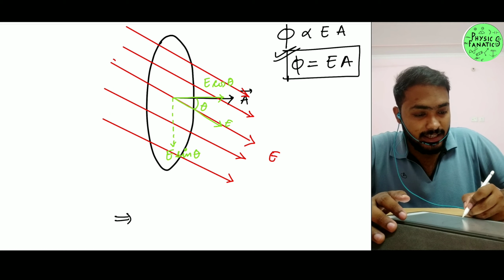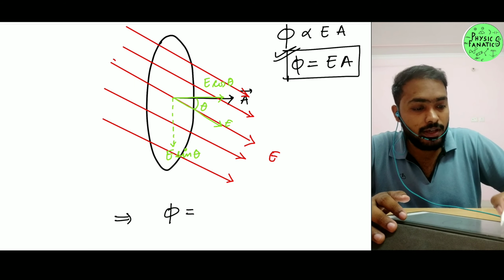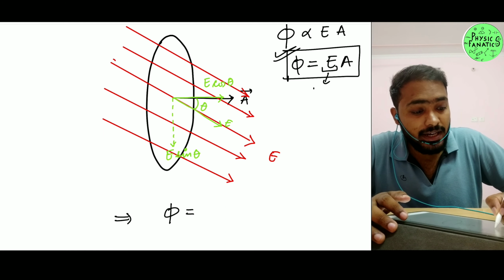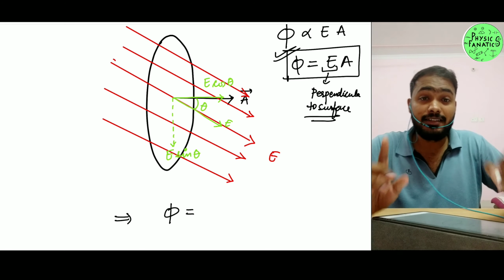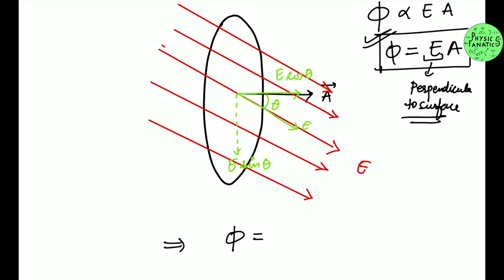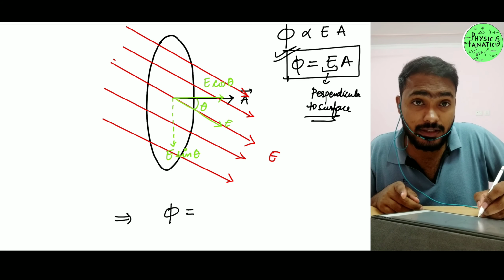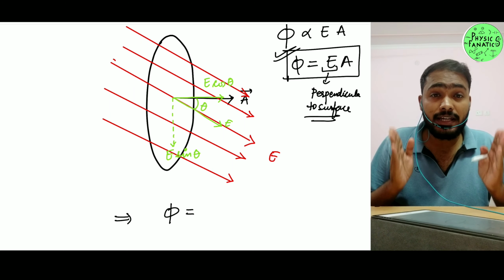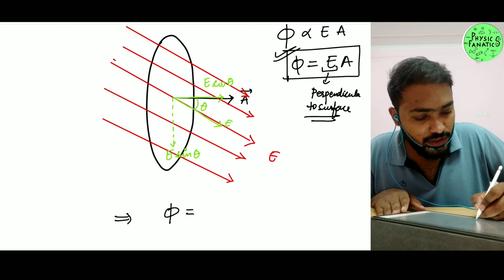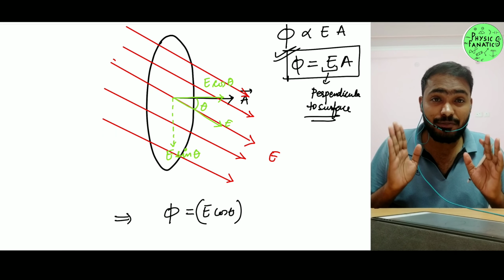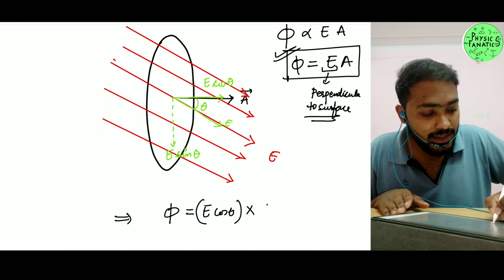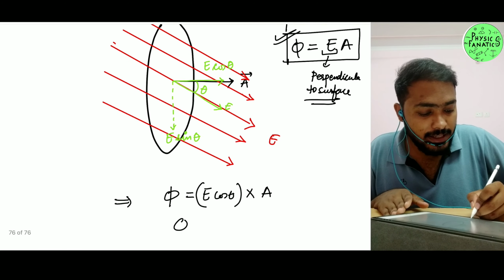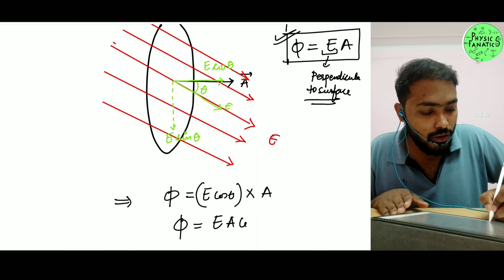Let's look at it. Phi is equal to, and always remember, electric field lines are perpendicular to the surface. So keeping that in mind, phi is equal to the electric field which is perpendicular to the surface. Which electric field is perpendicular? E cos theta is perpendicular to the surface. I hope that is understandable. Multiplied by the area vector, so phi is equal to E A cos theta.